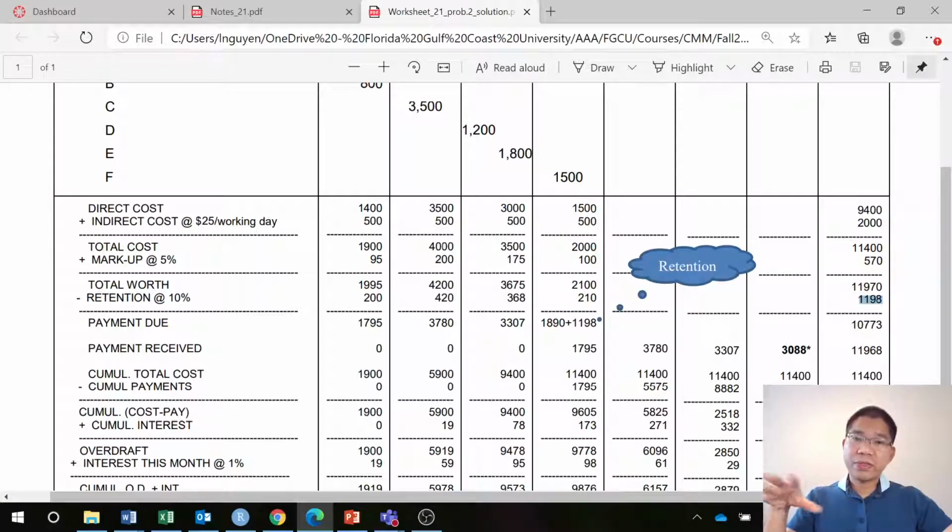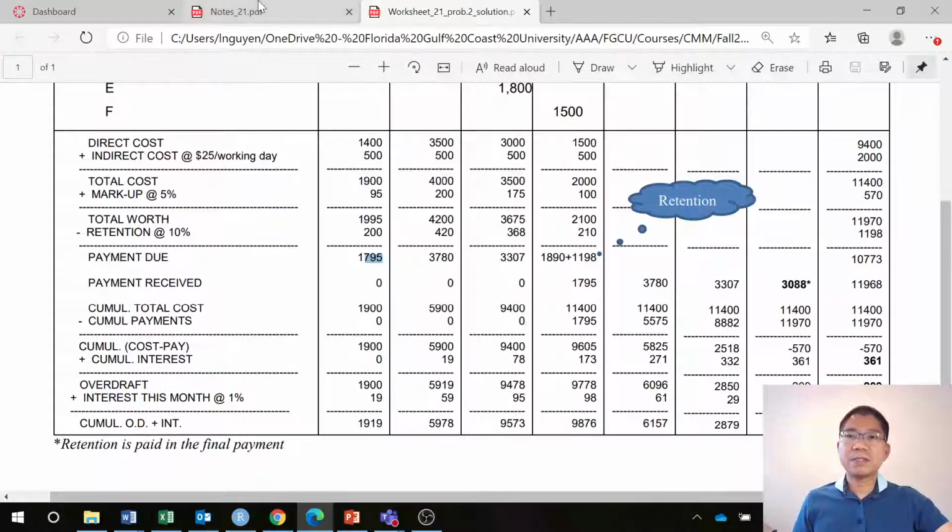So the payment due, just like problem 1 we did, the gross value of the monthly value, subtract the retention, so you get the progress payment due to the owner. That is not realized until the payment is received, because that is at the end of the month. So at the end of month 1, you send the invoice to the owner, 1,795,000, and it will not be paid until 2 months later.